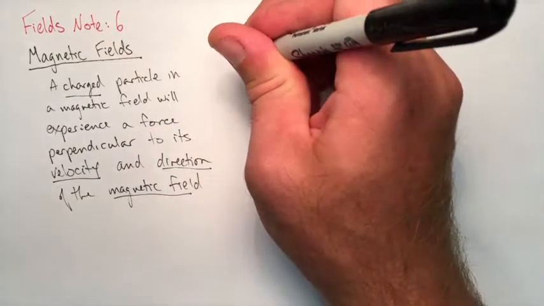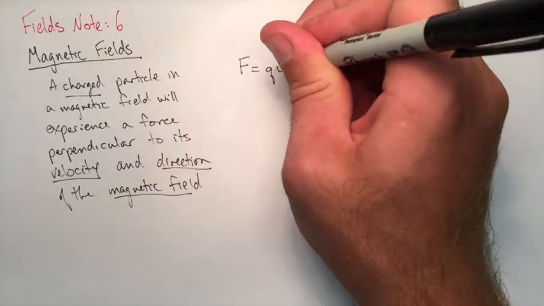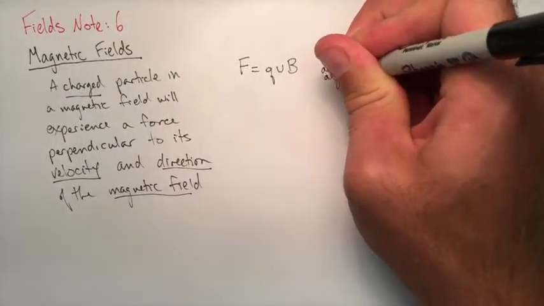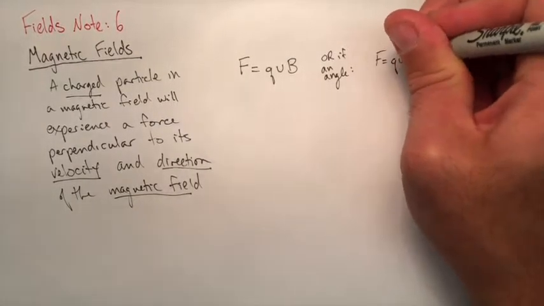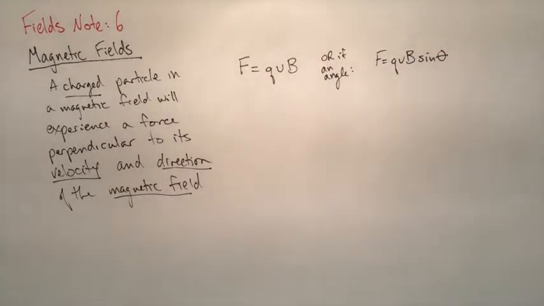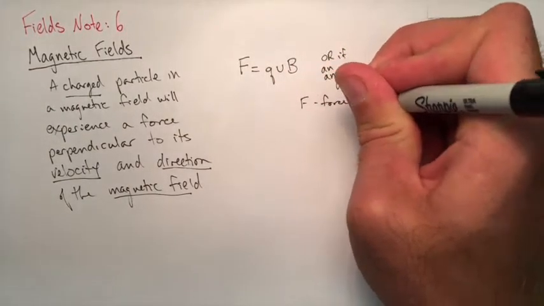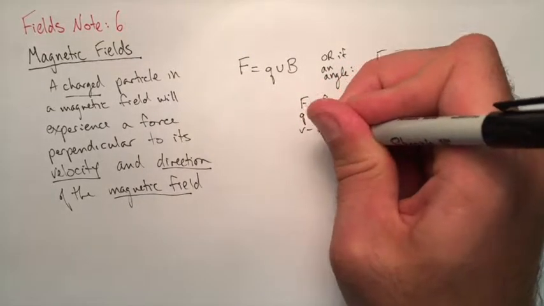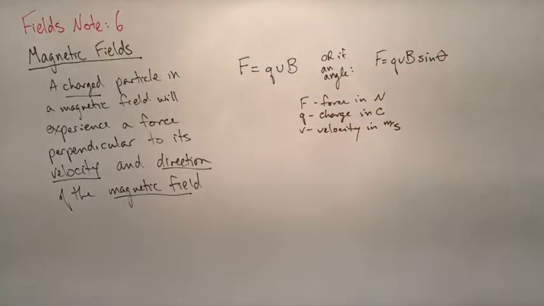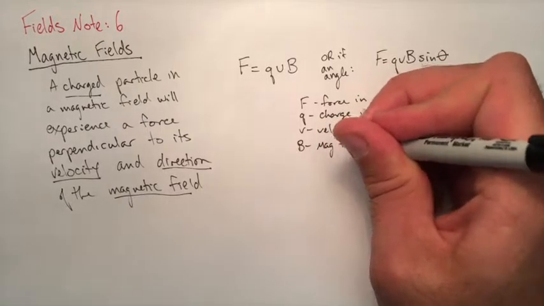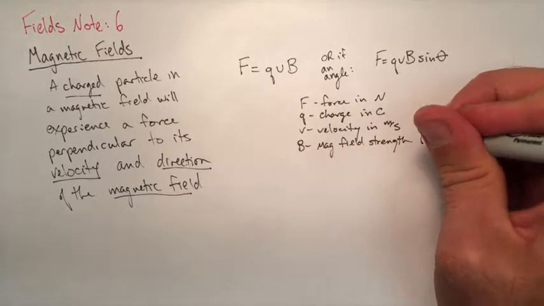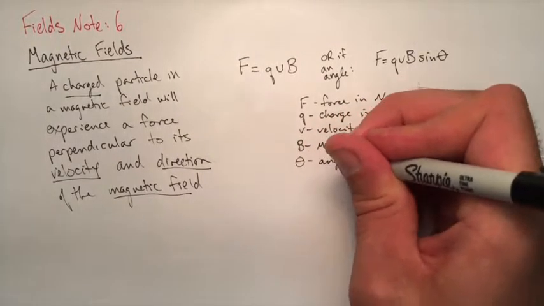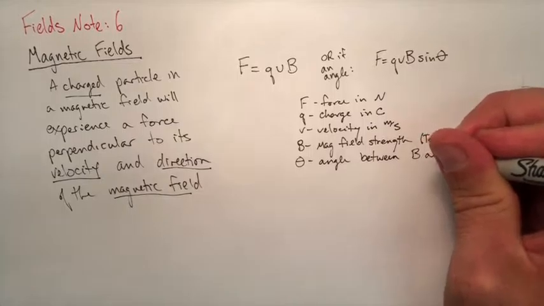If we want to calculate the force on that particle, the force is equal to Q, which is the charge, multiplied by its velocity, multiplied by B, which is the strength of the magnetic field. If that particle is going through the magnetic field at an angle, the equation turns into F equals QVB sine theta. So that would be sine of the angle that it's going through. F is force in newtons, Q is charge in coulombs, velocity is in meters per second, B is the magnetic field strength measured in Teslas, so that's a capital T for a unit, and theta would be the angle.